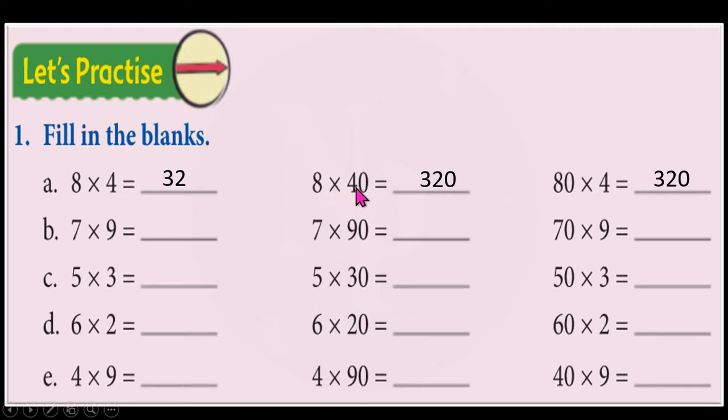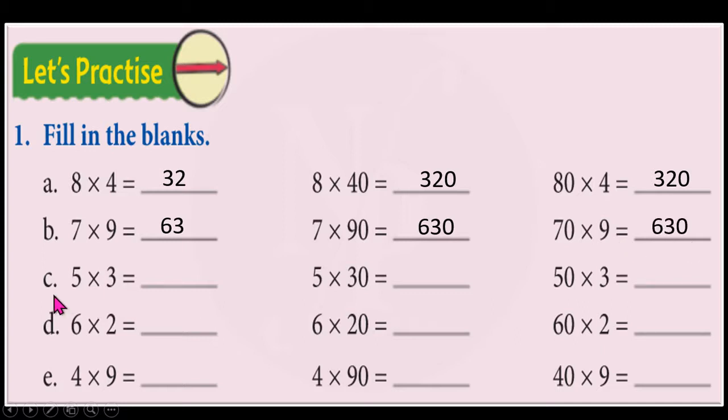So 8 into 40 is 320 and 80 into 40 is also 320. Similarly, we will answer the rest of the questions here. B. 7 into 9. 7 9s are 63 and 7 into 90 is 630. That is, we put 1 0 to the right of this product to get 7 into 90. And again 70 into 9 is also 630.